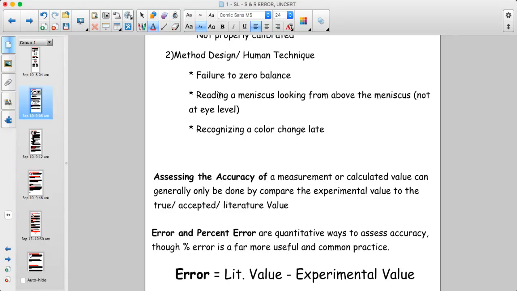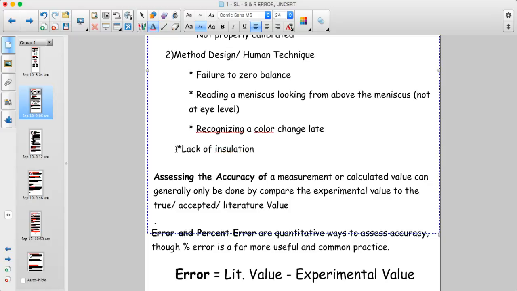So you might forget to balance or zero a balance. You might read a meniscus from above or from below, which throws off the volume reading. Reaction time: you might always be late on measuring how long it takes for a reaction to happen because of your reaction time. You might have a lack of insulation in some sort of an experiment. One I didn't add before, so lack of insulation.